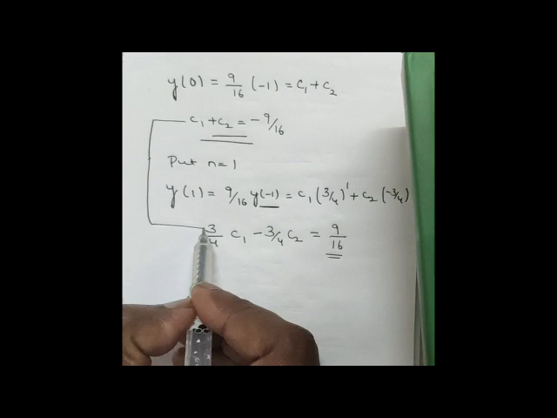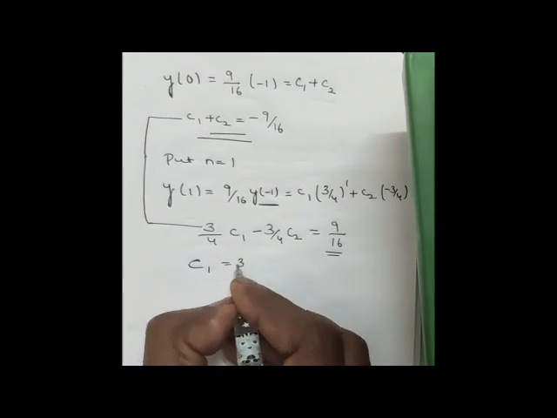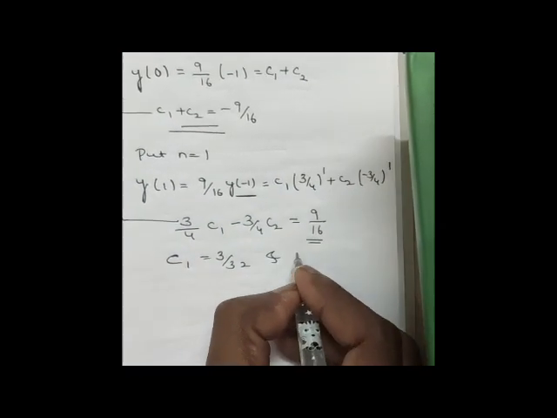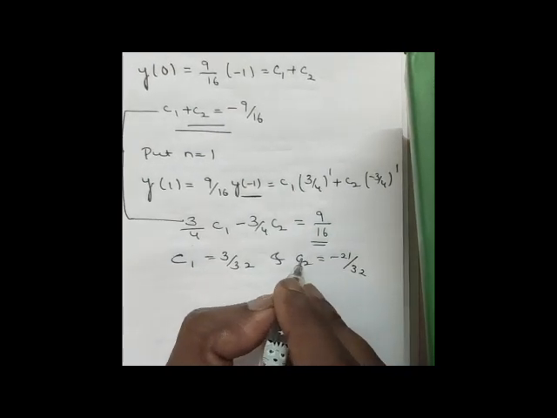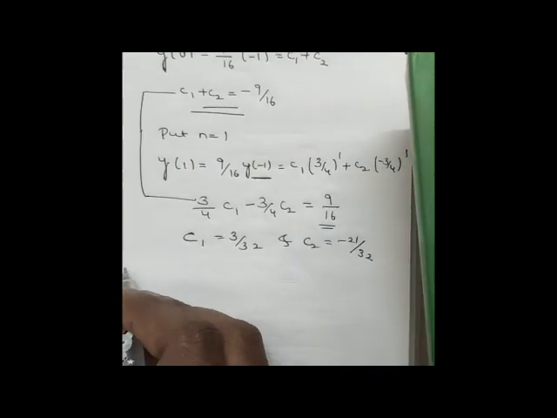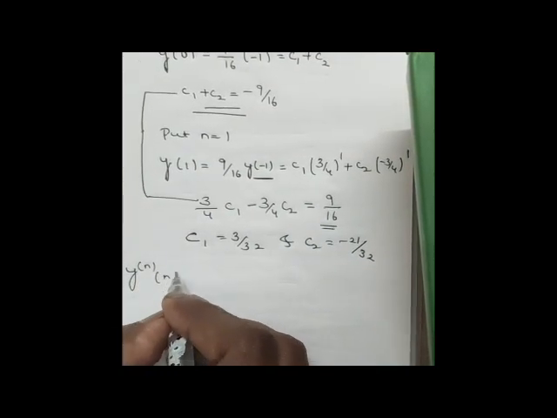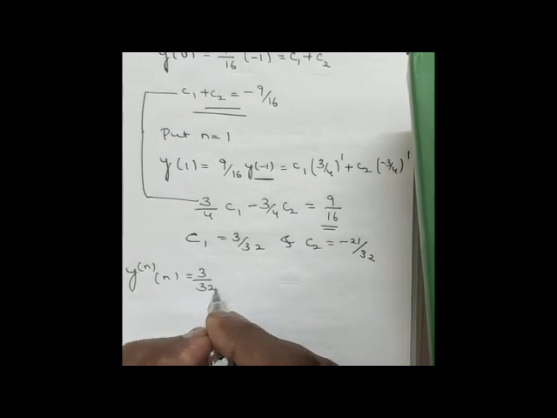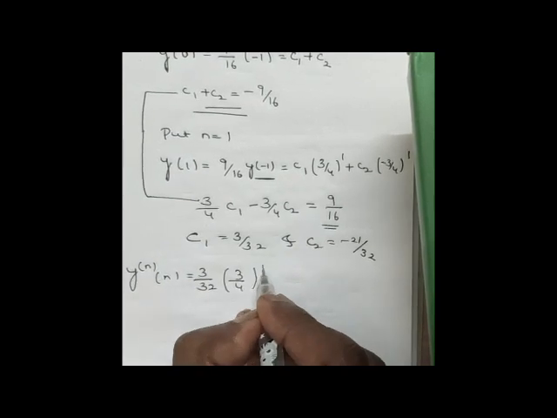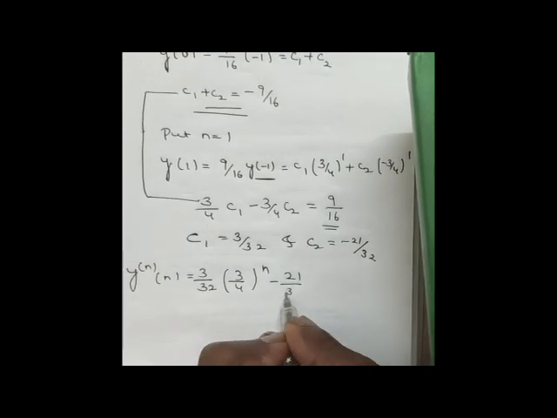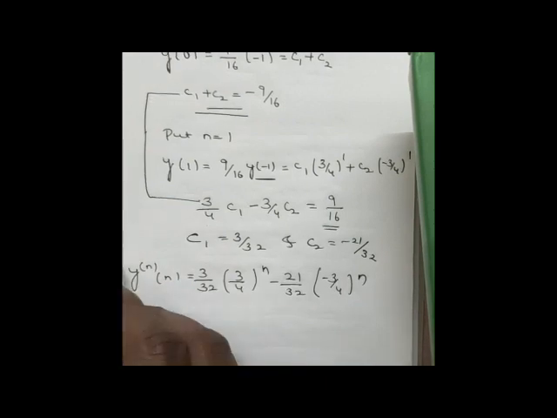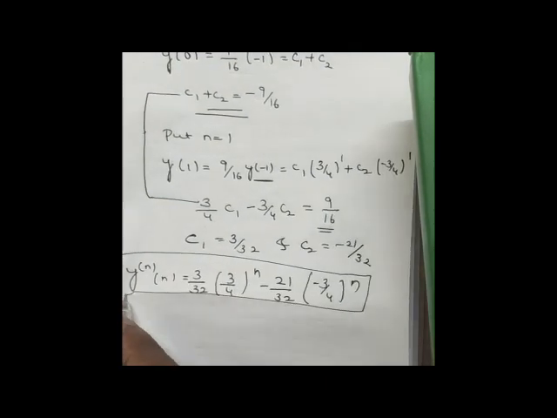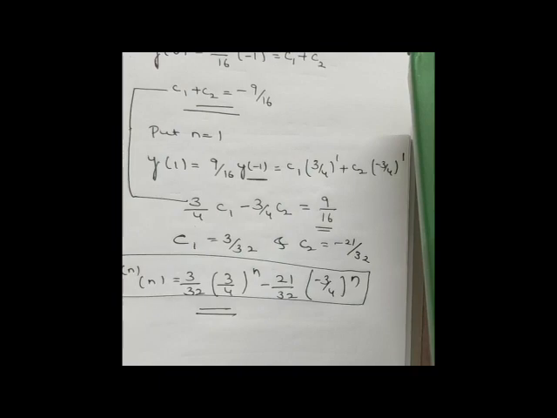If you solve these two equations, you are going to get C1 as 3 by 32 and C2 as minus 21 by 32. So the final natural response of the system is y natural of n is equal to 3 by 32 into 3 by 4 whole to the power of n minus 21 by 32 into minus 3 by 4 whole to the power of n. So like this you can find the natural response for a given difference equation.